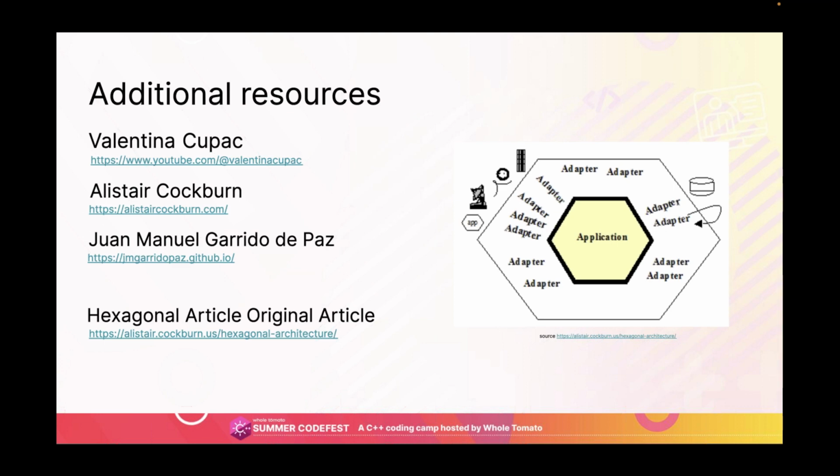Also to Alistair Cockburn and Juan Manuel Guerrero de Paz. Alistair is the inventor of hexagonal architecture itself, so make sure that you pass by his website and also by Juan's website, as they talk about these topics extensively and in a lot of detail, so you will benefit a lot from looking at these resources.